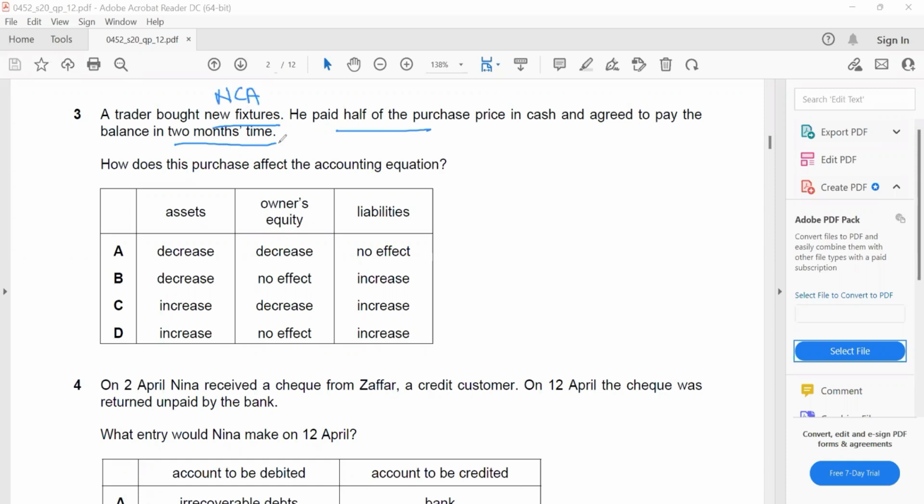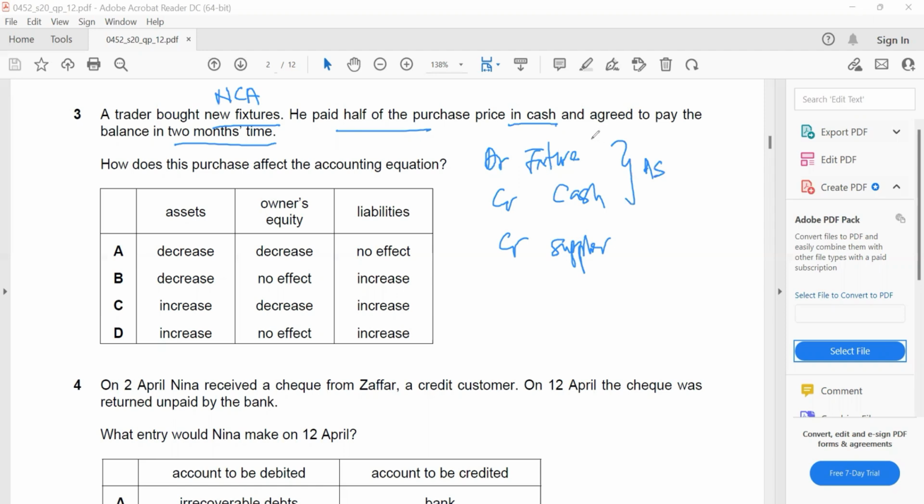So for a non-current asset, the double entry will be debit furniture, credit cash. And the other half has not been paid. This is the supplier name. Supplier, this is an other payable. So you need to credit half. So in terms of assets, these two are the assets.